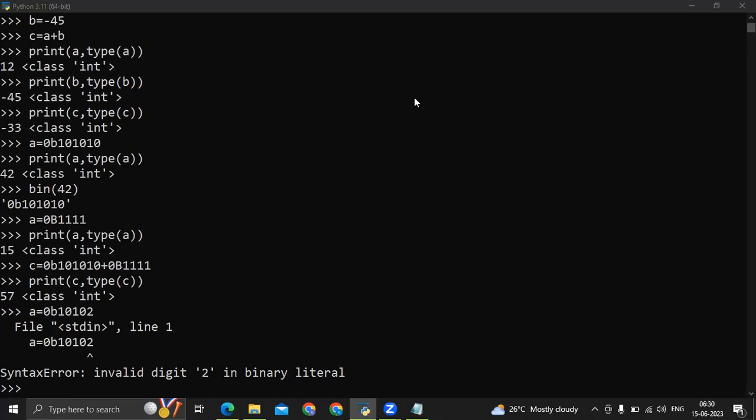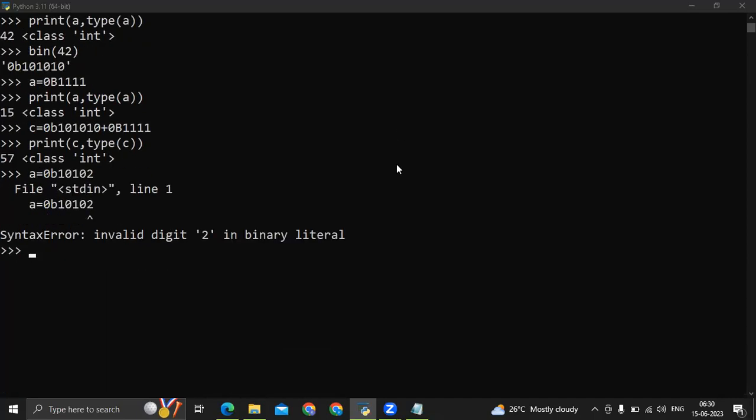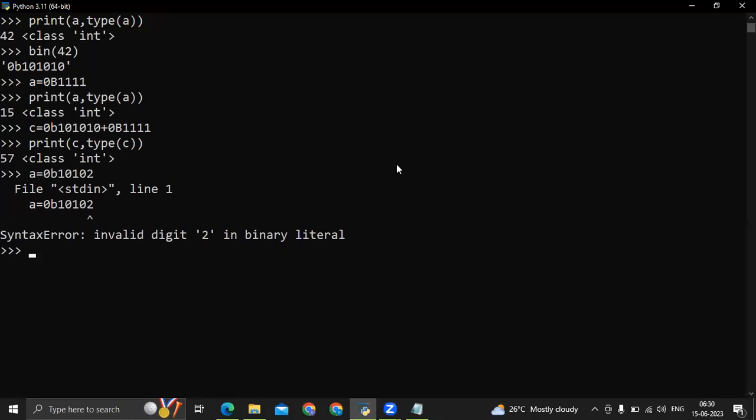Okay. Now let's talk about the octal system, 0o. If I write A is equal to 0o123, and now print A, comma, type of A.